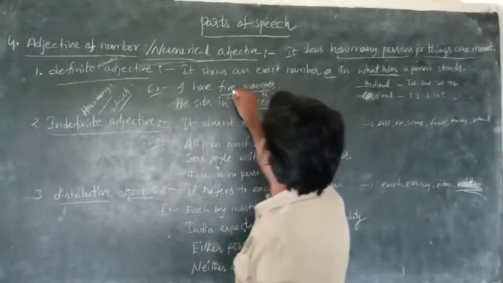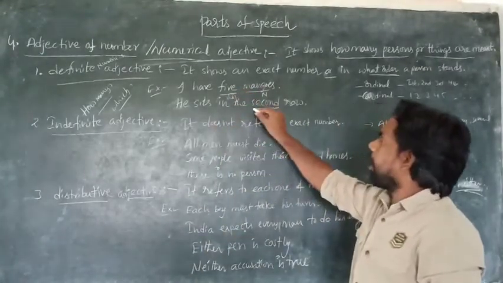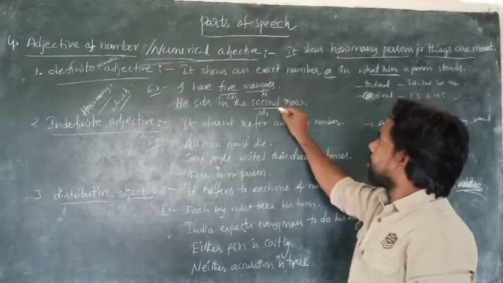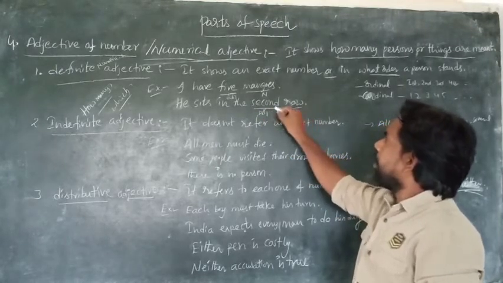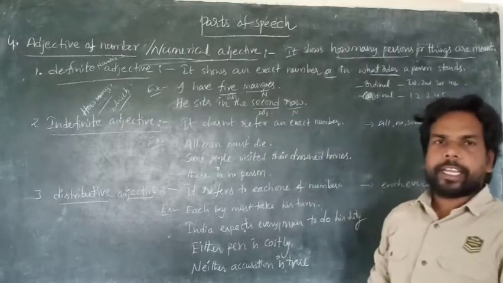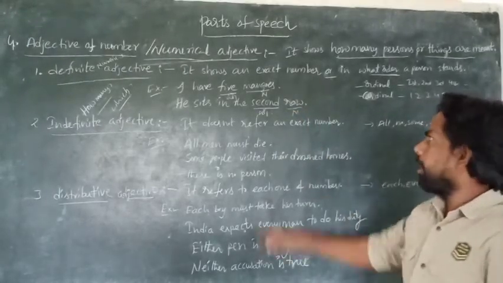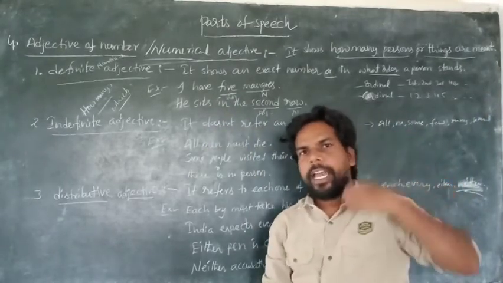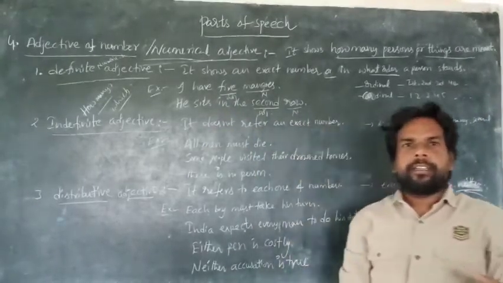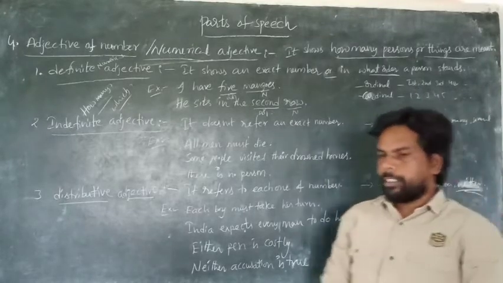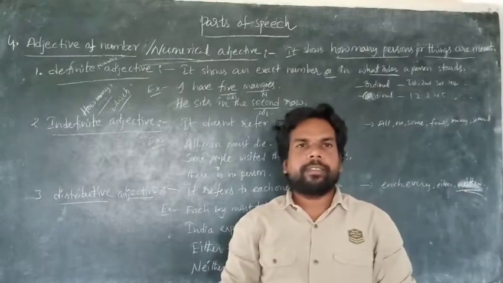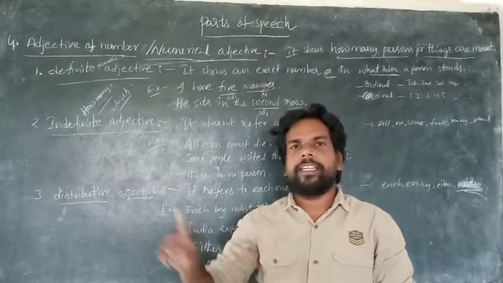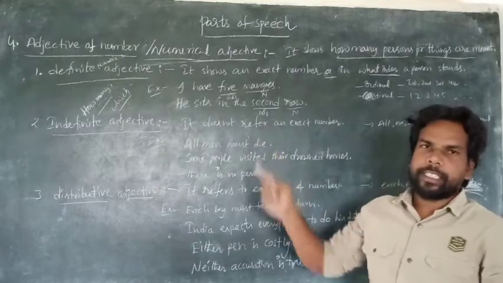So 5 is a definite numerical adjective, and this is called a definite numerical adjective because it shows order. Row is a noun and second is an adjective. Second shows an order, so it is called a definite numerical adjective. Is it clear? There are 10 soldiers. Here 10 is called a definite numerical adjective.